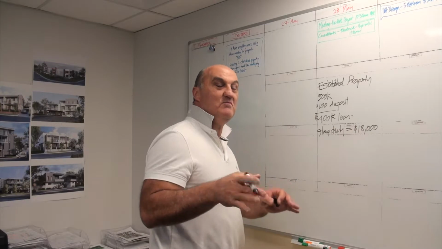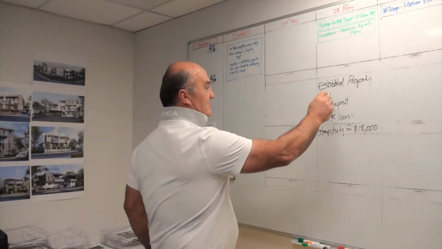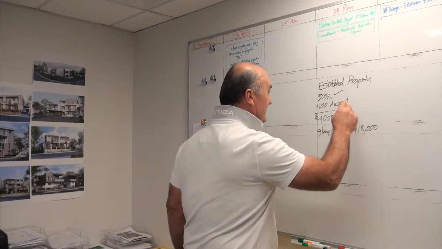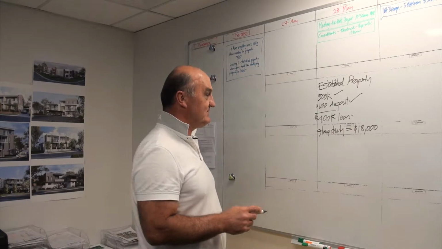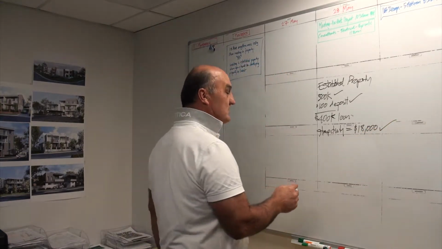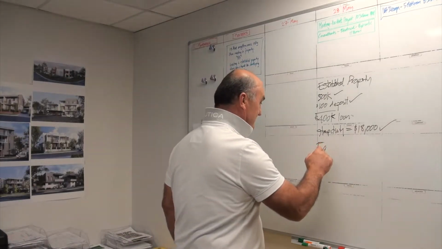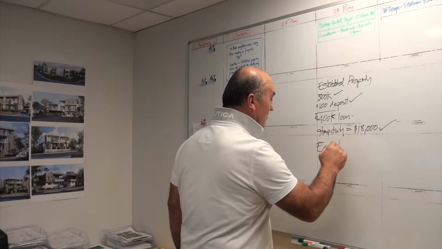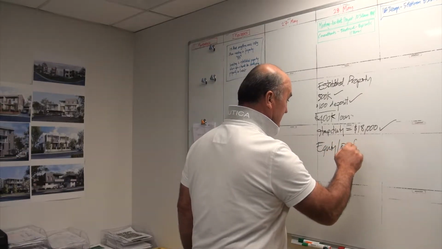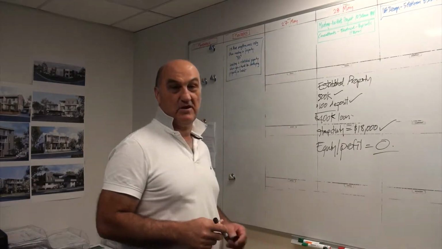The minute you move in, what profit have you made? You bought it for $500,000. You've got $100,000 deposit. You've had to pay $18,000 in stamp duty. The minute you've walked in that door, equity or profit equals zero. Big fat zero.